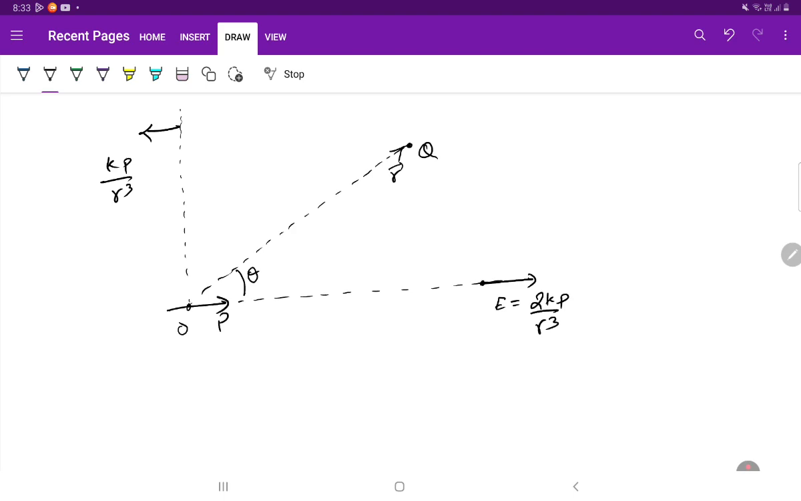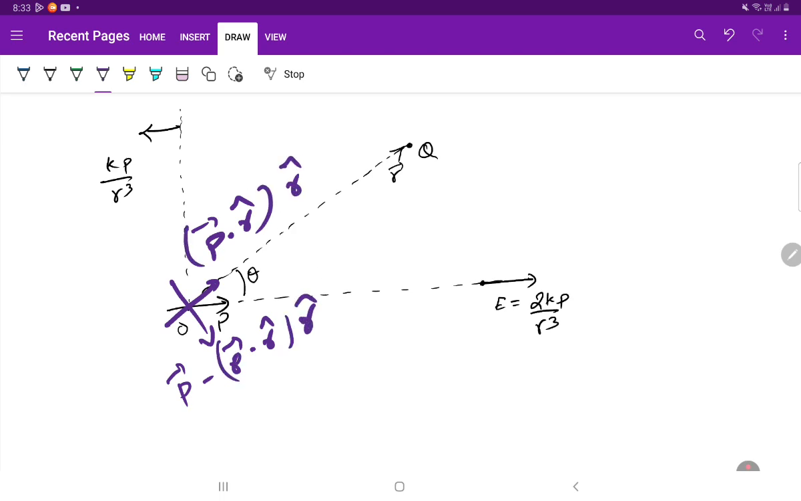So I can resolve this P vector into two components. One will be P vector dot r cap, where r cap basically represents the unit vector connecting O and Q. Similarly, I will resolve this P vector in the theta direction as P vector minus P vector dot r cap, multiplied by r cap. This r cap will basically give me the direction of the electric field.